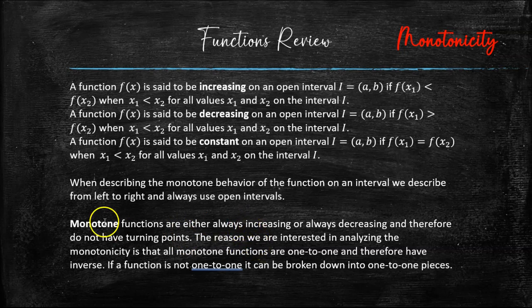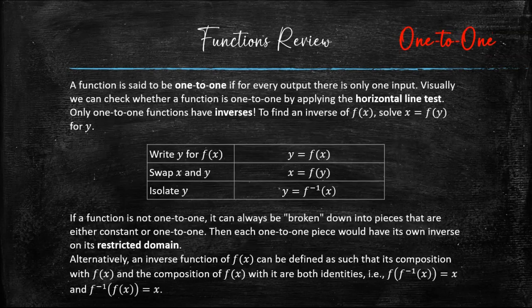Why are we interested in one-to-one functions? Because those are the ones that have inverses, and that's a nice property. Speaking of one-to-one, once you know that a function is one-to-one, you should know how to find its inverse. To find the inverse, we follow these steps.